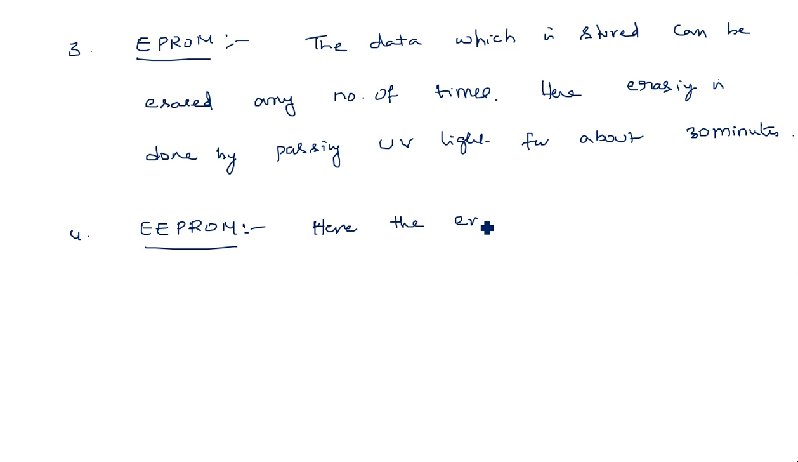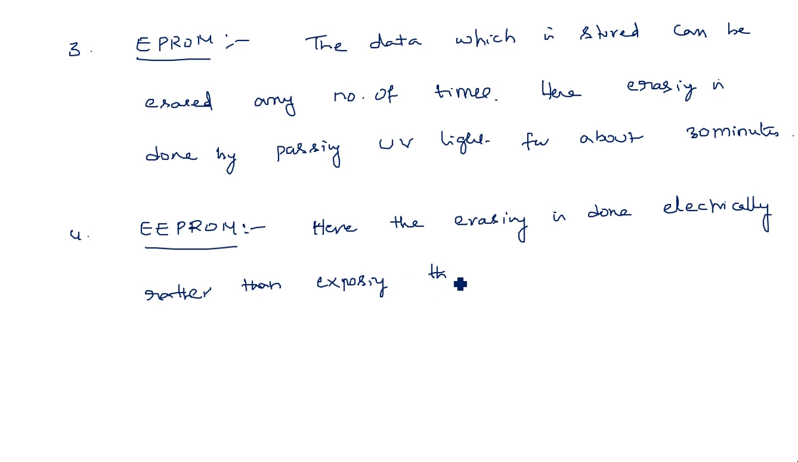The erasing is done electrically rather than exposing the chip, which is nothing but the memory location, the chip or ROM, to UV radiation, as we did in the previous case. So it is referred to as EEPROM, electrically erasable PROM.